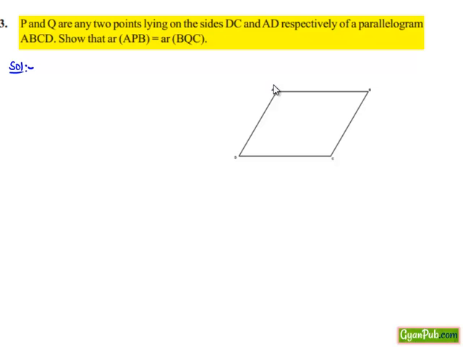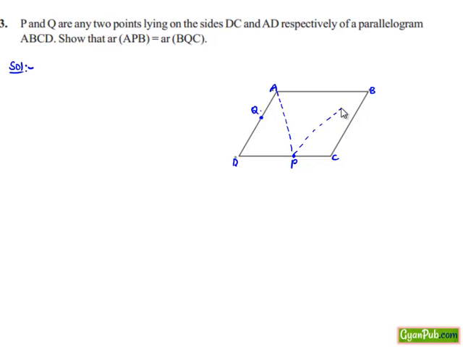Now, considering the parallelogram ABCD, he says that P lies on DC. So let us represent that point P, which is lying on DC, and Q lies on AD. Let us also represent the point Q somewhere on AD. He asks us to show that area of triangle APB is equal to area of triangle BQC. Let us represent both the triangles in the figure, that is triangle APB. Let us represent the triangle APB in the parallelogram and also triangle BQC.